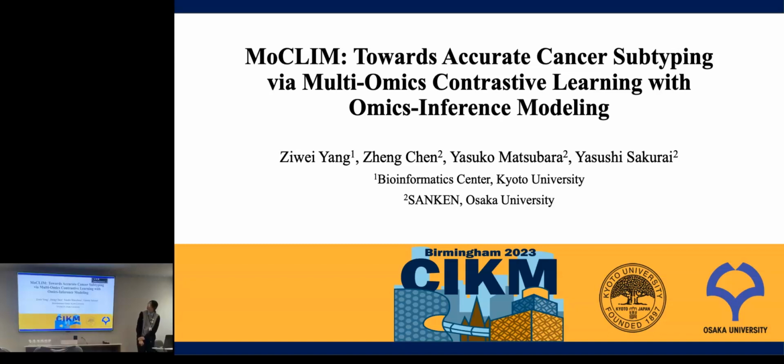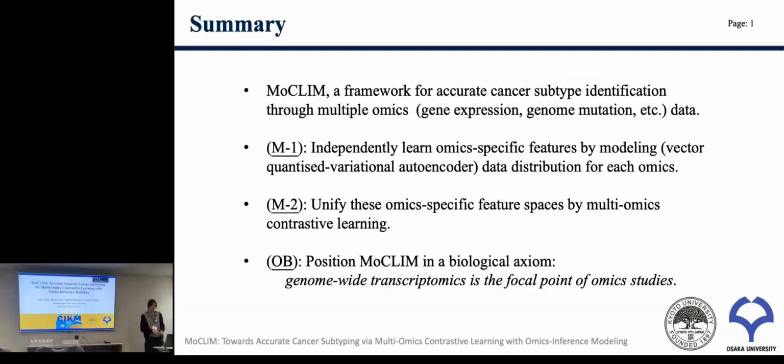Our work is titled MoCLIM: towards accurate cancer subtyping via multi-omics contrast learning with Omics-Inference modeling. This is a cooperative work from KyotoU University and the OsakaU University. I will begin with a summary of our work and then pass to more details.